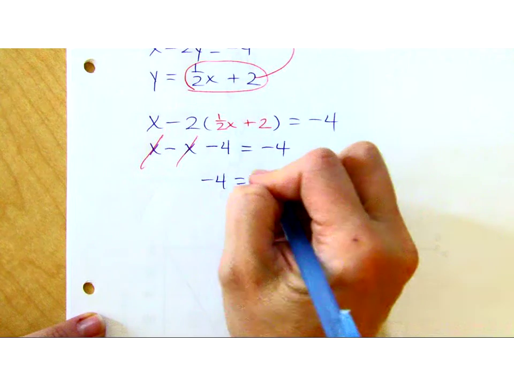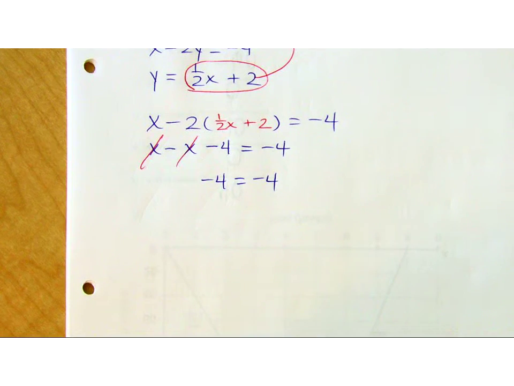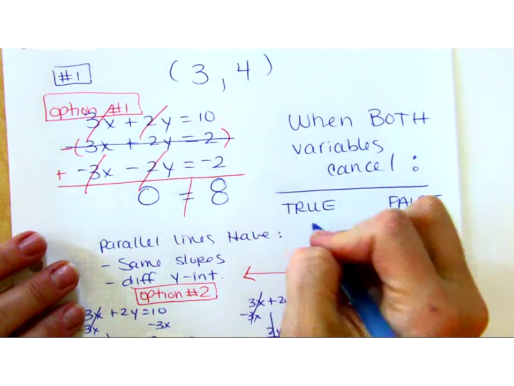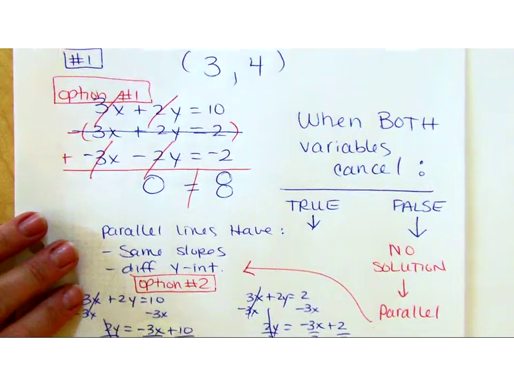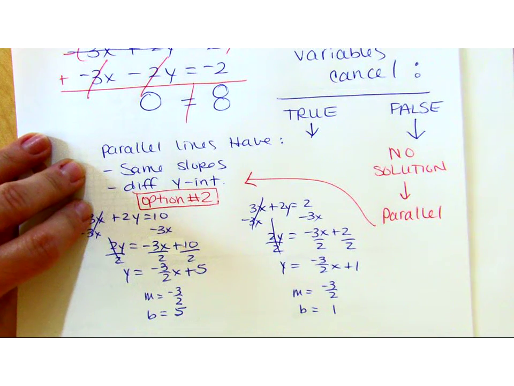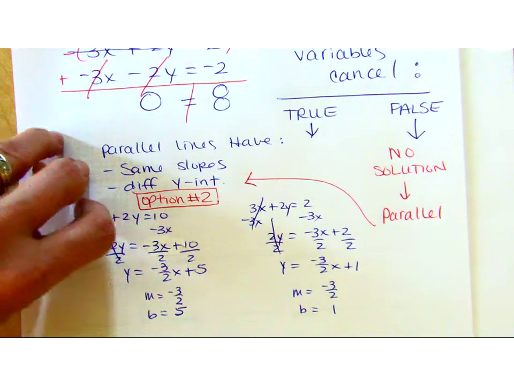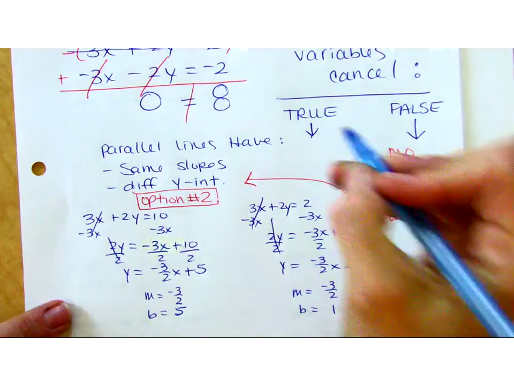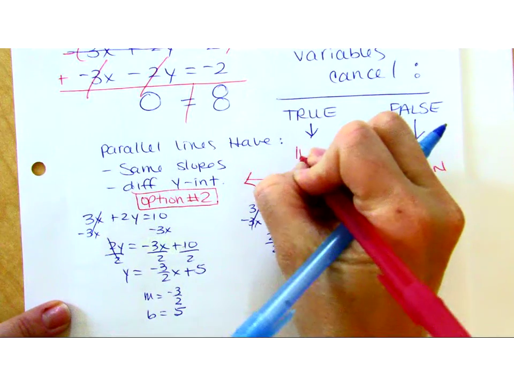Hey, that's not false. That's true. Negative 4 does equal negative 4. So guess what? I have a true statement. So what does true statement mean? And what has it meant in the past? It means the same thing. Instead of these two lines meeting nowhere, they meet everywhere. They are the same line. They are one line on top of the other line. So this means infinitely many.